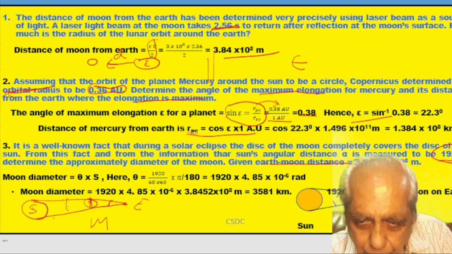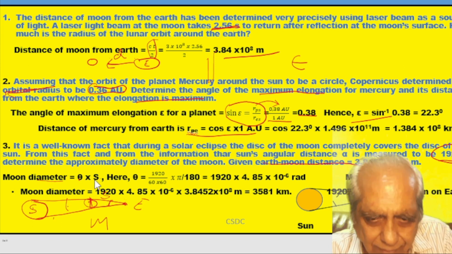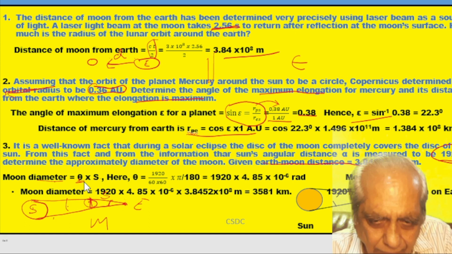So this radius is given, which we used to call S. And now we know basis is equal to theta into S. Therefore theta would be moon diameter upon S. In this case we have to calculate moon diameter. So how much is theta? 1920 minutes. So I will divide by 60 into 60.